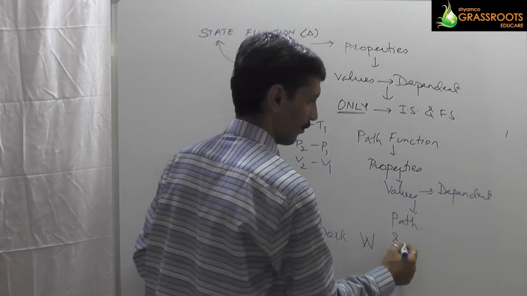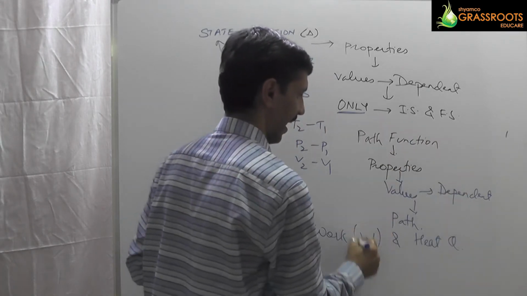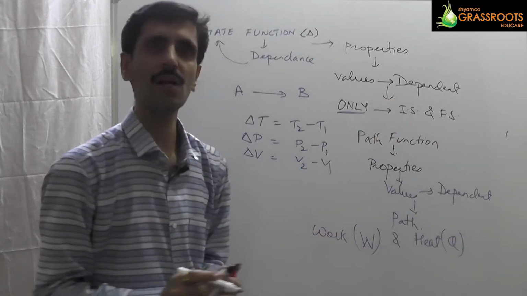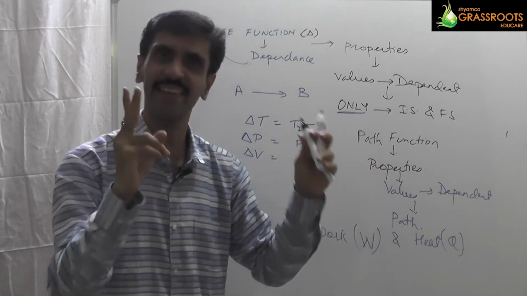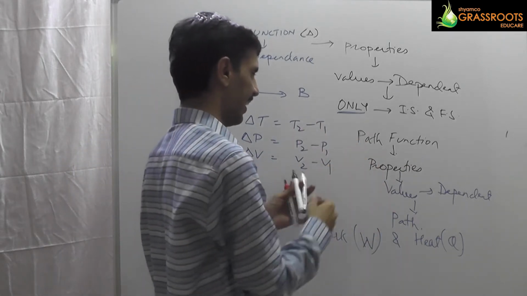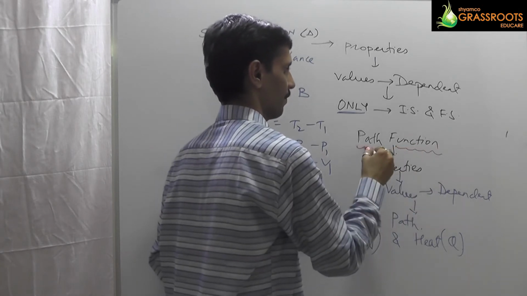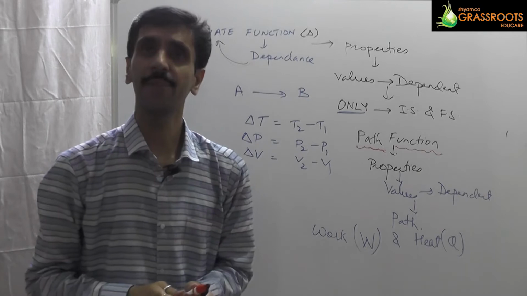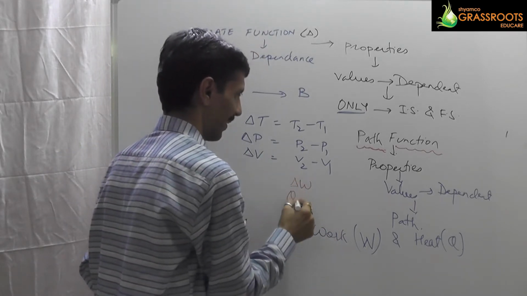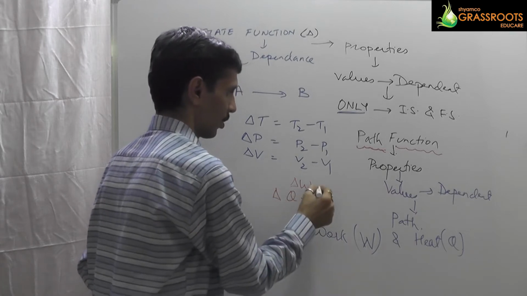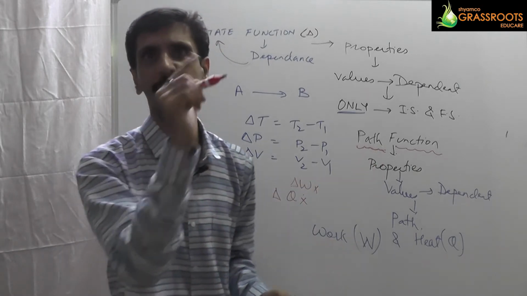The other example I give you is heat. I symbolize it as Q. So work W and heat Q. These are the two prominent examples. Which comes under which category? Yes, the category of path function. Okay, so please be very careful. Don't write delta W or delta Q, because delta is a symbol for state function and these two are path functions.